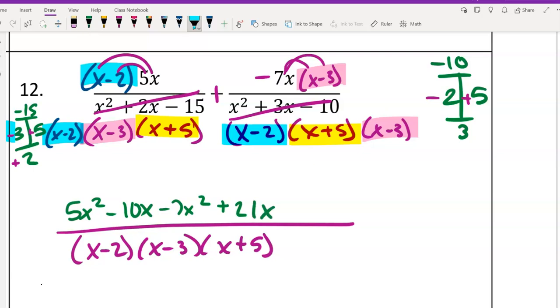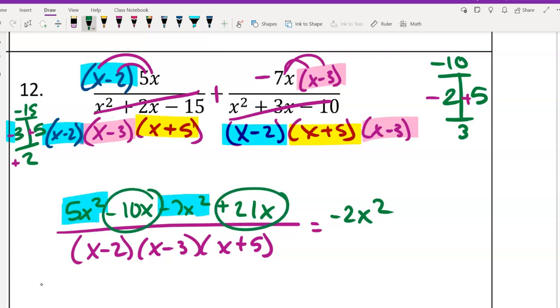Now we need to combine like terms. We have 5x squared minus 7x squared. That gives us a negative 2x squared. Then combining the x's, we have negative 10x plus 21x. So that's a positive 11x.